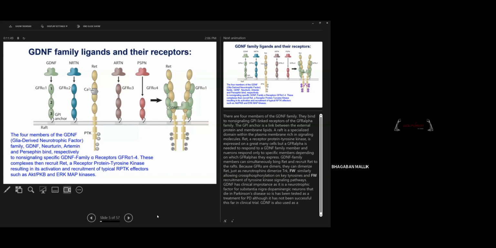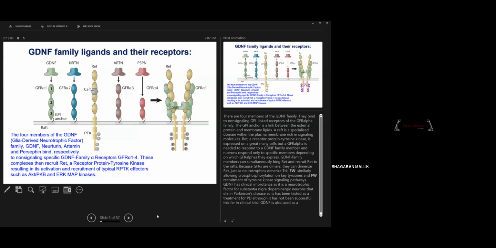You have NRTN, which is neurturin-like factor. You have artemin-like factor, persephin-like factor. These are the artemin, persephin, all these things. These are the ligands, and there is a receptor for them. Like for GDNF.